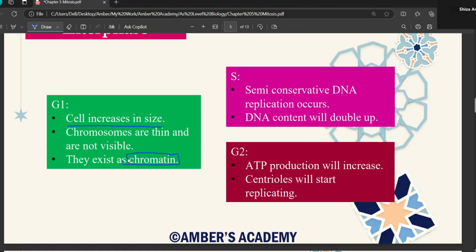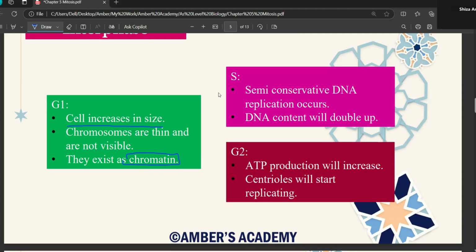They are not condensed. They are not thickened up. So you call them chromatin. Under non-dividing conditions, you find chromatin and not chromosomes. You need to mention this. At the G1 stage, you'll find chromatin, the thread-like structures, and in this phase, your cell will increase in size.